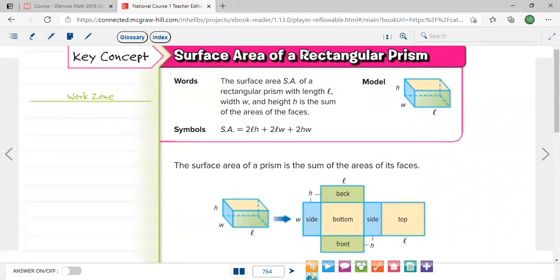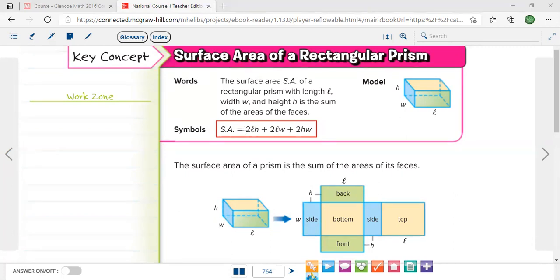Surface area of a rectangular prism. This is the rectangular prism. It has length, width, and height. The surface area means the total surface area of the prism, meaning all faces. This is the rule. You need to remember the rule.